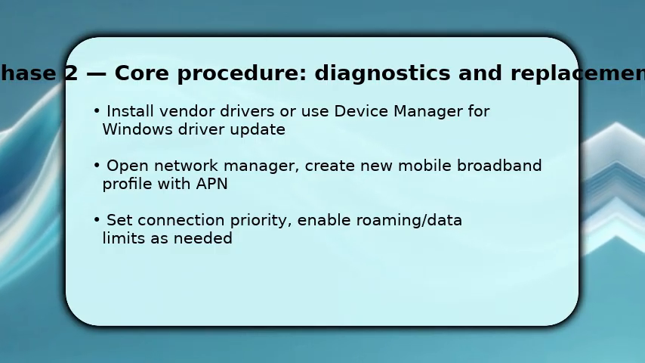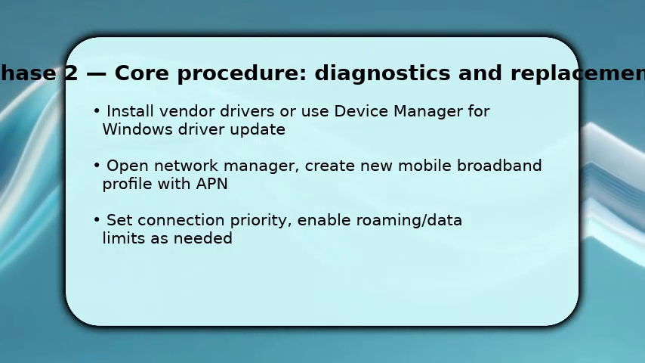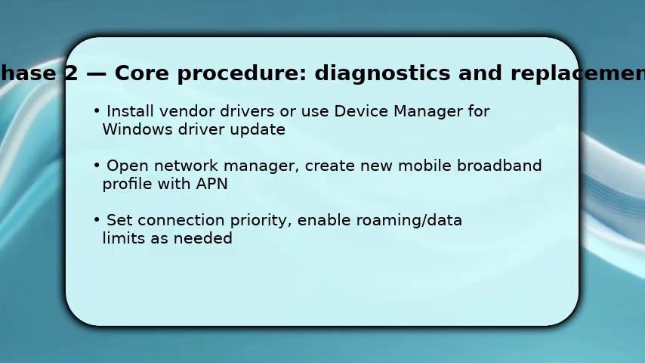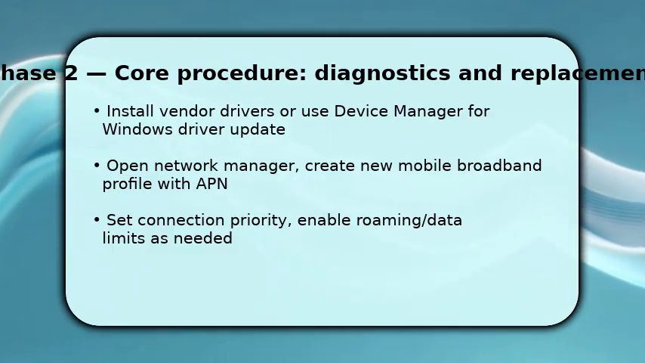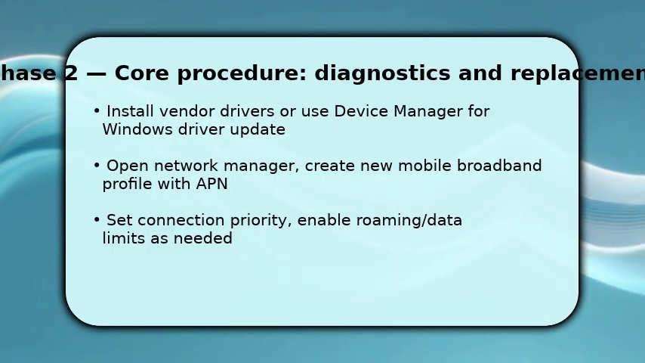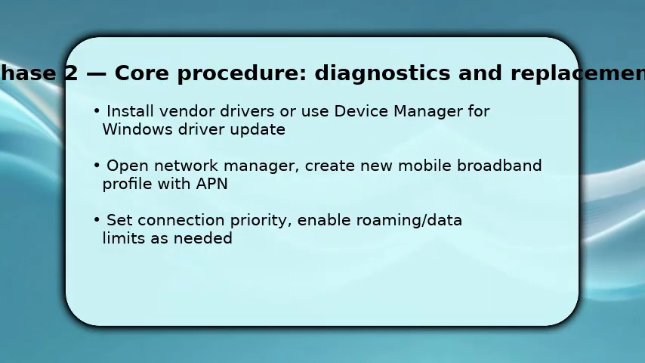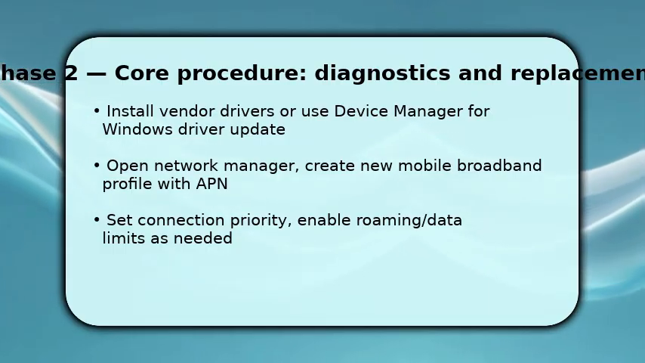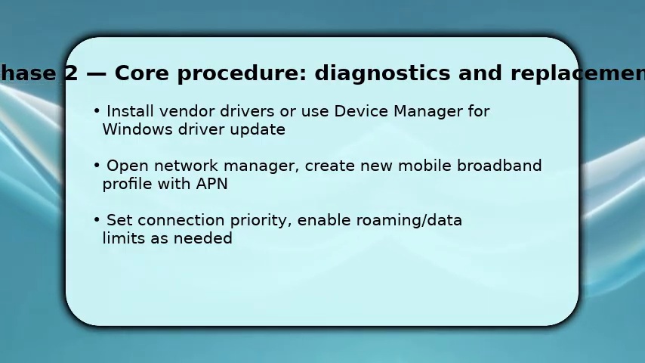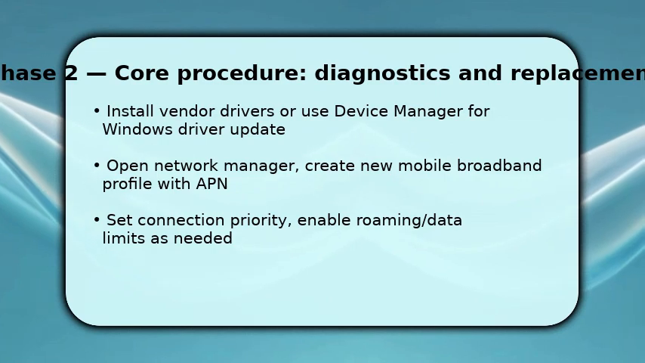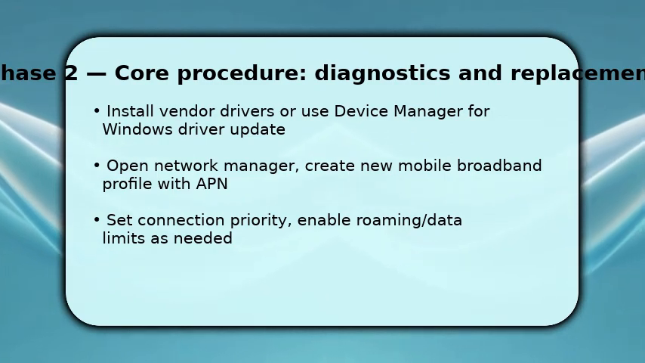After drivers load, open your Network Manager and create a mobile broadband profile. Enter the APN, username, and password if required, then save. Make sure to set the connection type to LTE/4G if available. Adjust the connection priority so Wi-Fi doesn't override if you prefer mobile data. And enable data limits. Now you'll connect and verify.